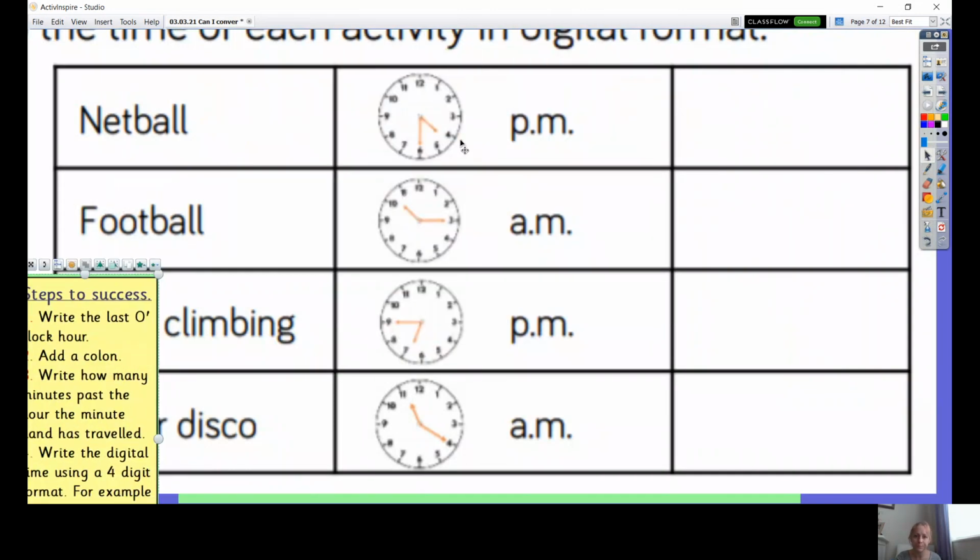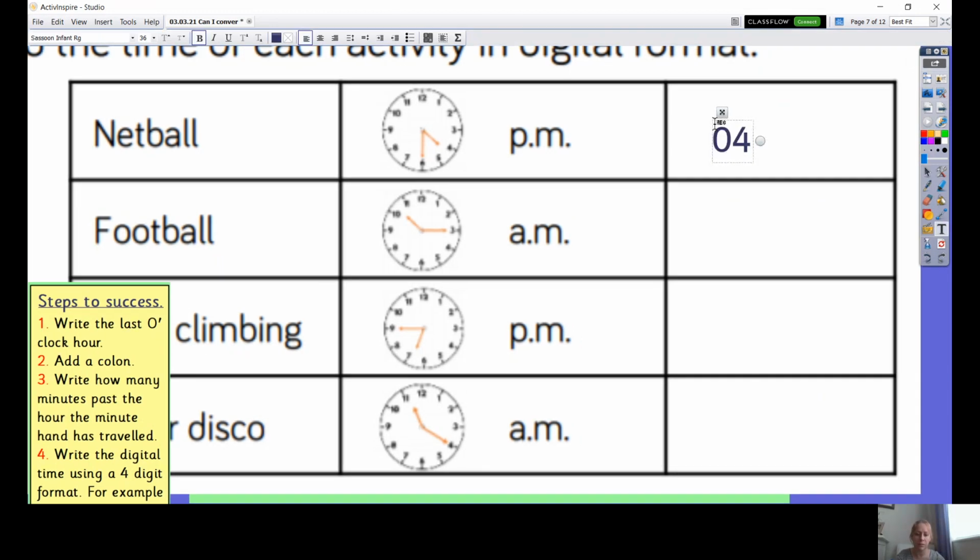So for netball, the hour hand has gone past the 4, so it's going to be 04, colon, and I know that that minute hand is on the 6, and that's halfway around the clock. There are 60 minutes in a whole hour, so I know that in half an hour there are 30 minutes and then a PM. So you may have had to start at the 12 and count round. Obviously these clocks are really blurry, so you can just count round on a clock that you've got with you if you want. That's probably a bit easier, isn't it? Don't worry too much if you couldn't see them.